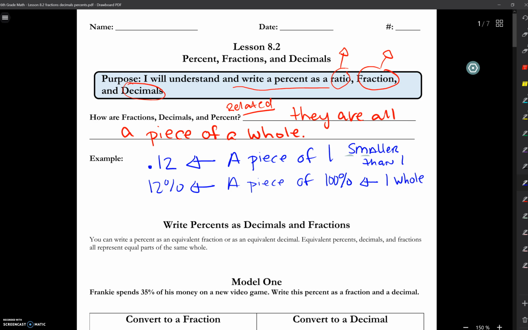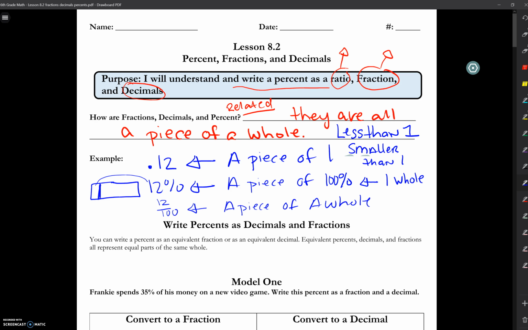For example, if I gave you 100% of a candy bar, you get the whole thing. If I give you 12%, you get a small little piece. And a fraction would be 12 over 100, which is also a piece of a whole. So fractions, decimals, and percents are always going to be less than 1.